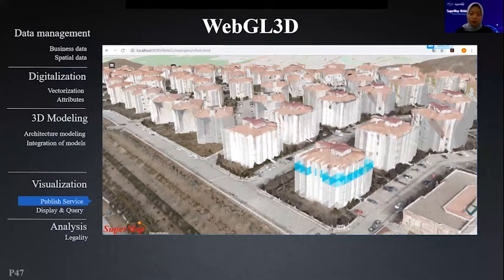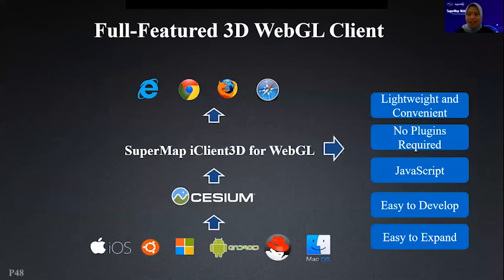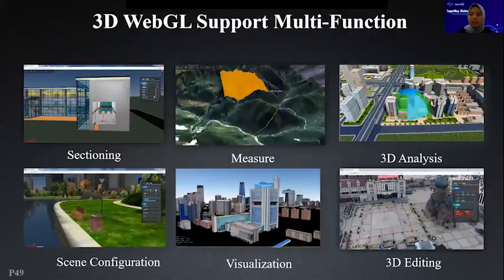So I believe this one is already explained by Jason too, so I just explain a bit about this one. The WebGL client has flexible interactions and rich data display, and it is compatible with other frameworks. It also has compatibility between devices and browsers. For PC device type, the compatible browsers are Internet Explorer, Google Chrome, Mozilla, and also Safari. 3D WebGL also supports multifunction online analysis for 3D surfaces like sectioning, measurement, 3D analysis, scene configurations, visualizations, and 3D editing. And we can also display it on multi-type mobile terminals such as in the following pictures.